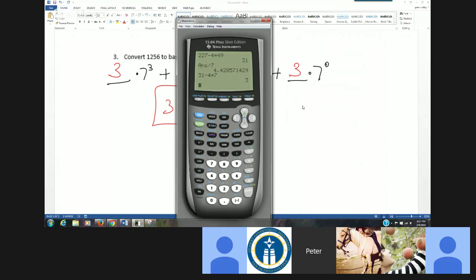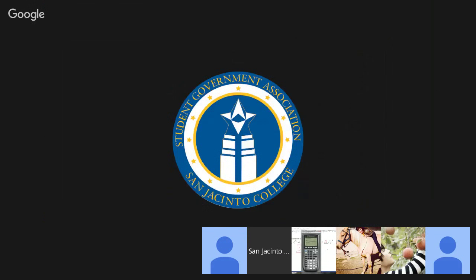So whatever number you're given, you just want to do that with the base. Figure out the biggest base that'll go into it without going over it, and then focus more on the remainder each time. Okay?